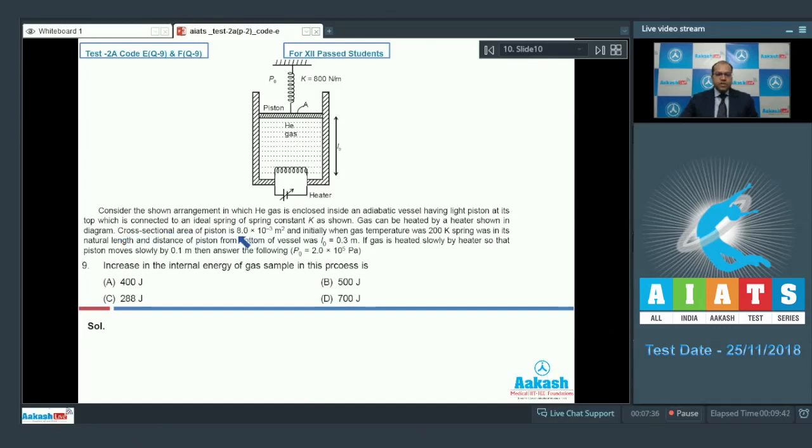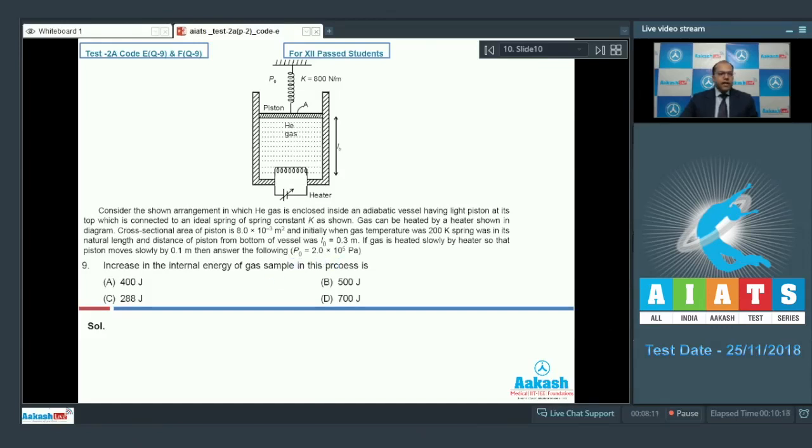Cross-sectional area of the piston is this much, and initially when gas temperature was 200 Kelvin, spring was in its natural length, and distance of piston from the bottom of the vessel was L0, that is given 0.3 meter. If gas is heated slowly by a heater so that piston moves slowly by 0.1 meter, then answer the following, and it is given that the atmospheric pressure is to be considered 2 into 10 to the power 5 Pascal.